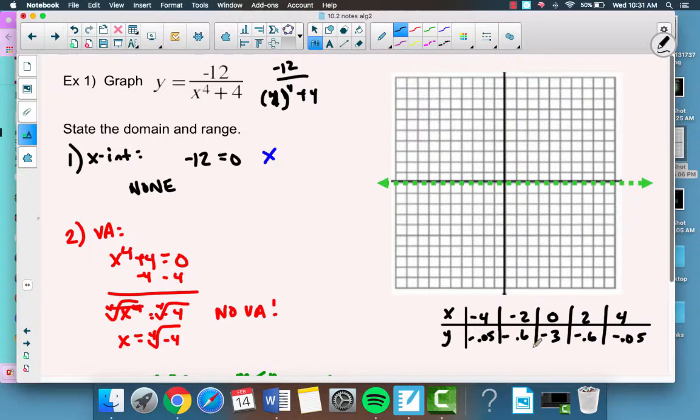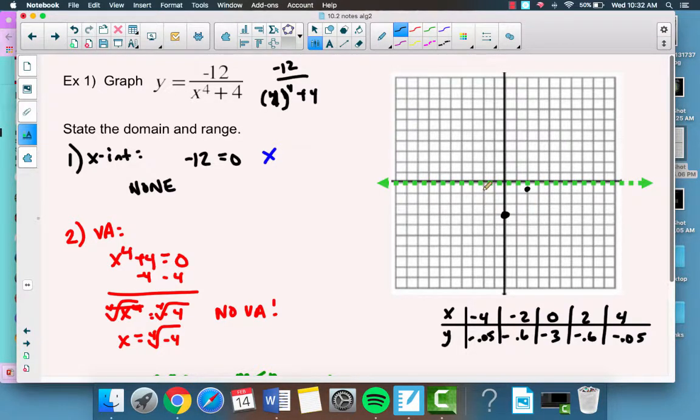So now I can go ahead and plot these points. And if you don't like the points that you've gotten, pick something else. Plug in 1 and 3 and maybe -1 and see what you get. So I'm going to start with the 0, -3. So 0, 1, 2, 3. So there's my point there. When I plug in 2, I get -0.6. So right about there.